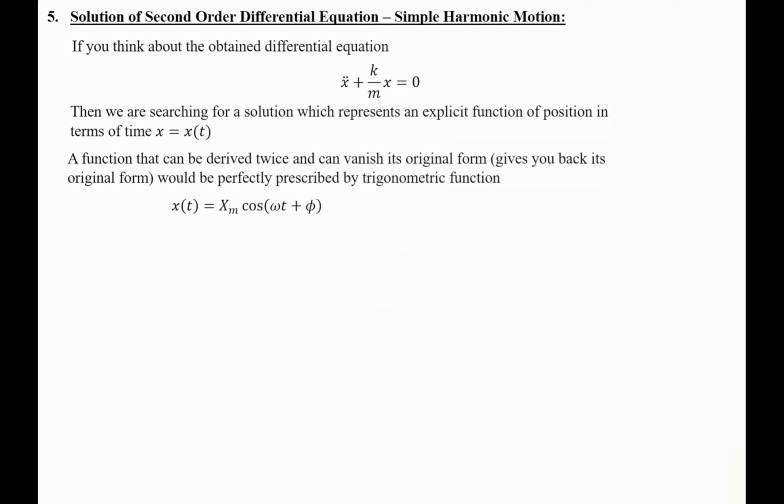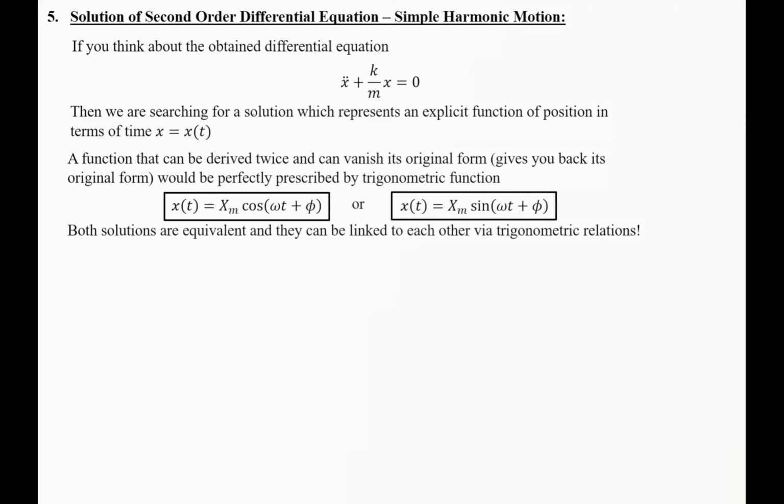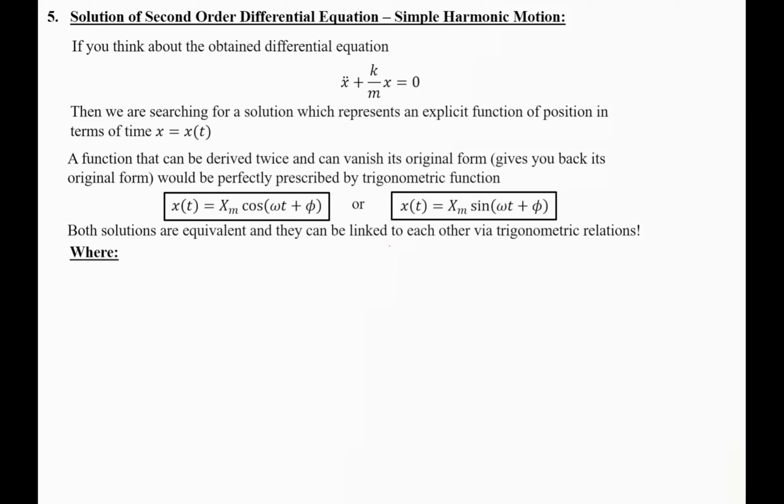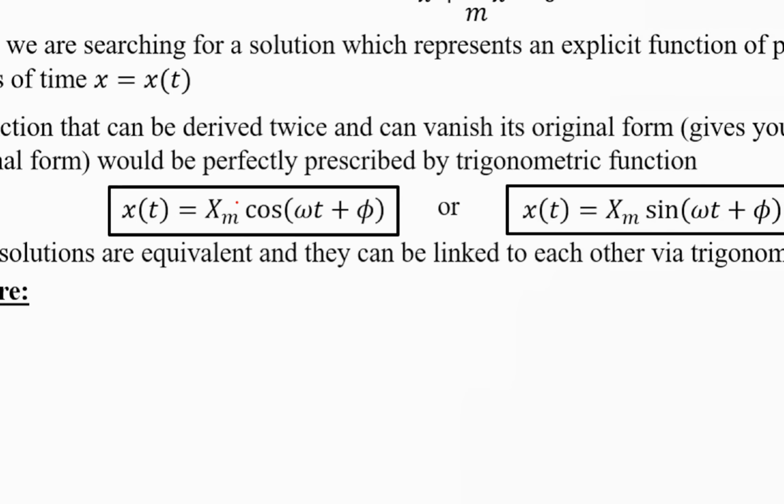So the general solution would be given something like that. Both solutions are equivalent and they can be linked to each other via trigonometric relations. So this trick works for both cosine and sine. Now we need to define what x_m, omega and phi represent.